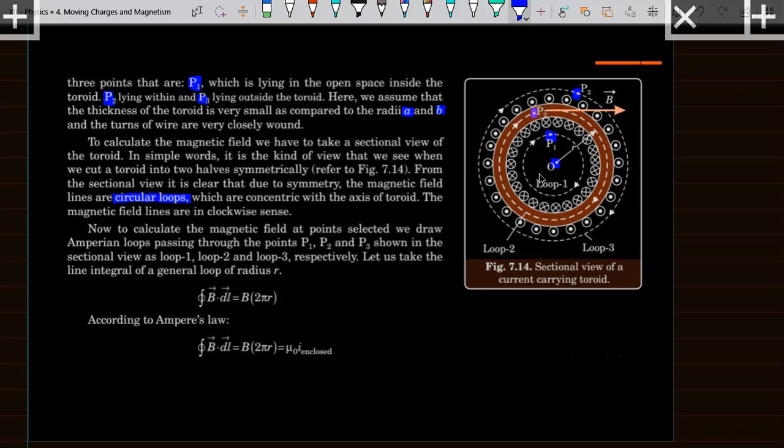See, this is the point or the center of the toroid through which the axis of the toroid is passing. And we consider 3 points, P1, P2 and P3, and through all these 3 points, there are 3 dotted circles drawn. Those are the magnetic field lines which are of the shape of circular loops, concentric circular loops. The magnetic field lines are in clockwise sense. Clockwise. And can you tell me why they are clockwise?